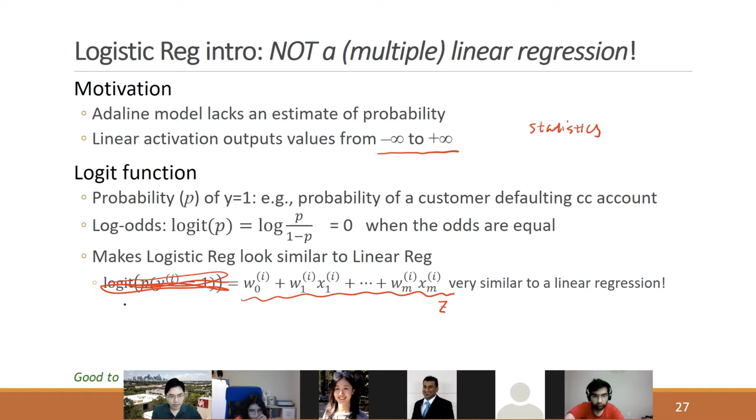Because why? Because if you take the probability of, let's say, credit card customer default, and the probability is, on average, 20% or 15%. If you take that probability, you divide that with the rest of the probability, which is the no default probability, and take a log, it becomes a concept called log odds, which is a way to measure your winning odds.